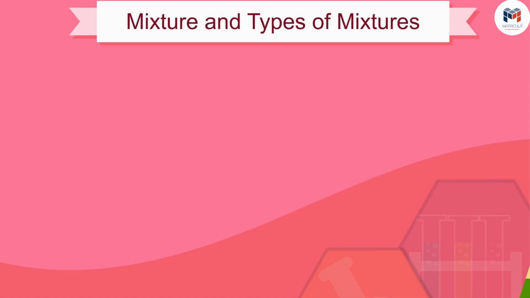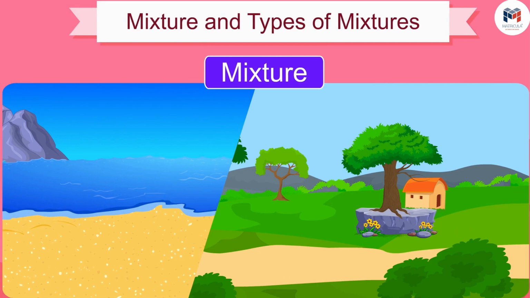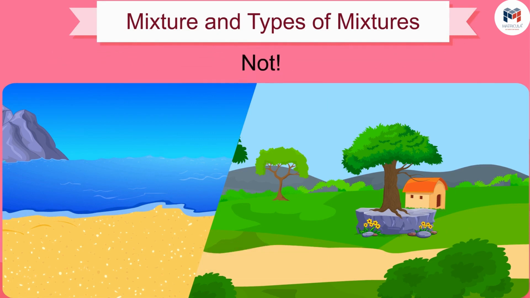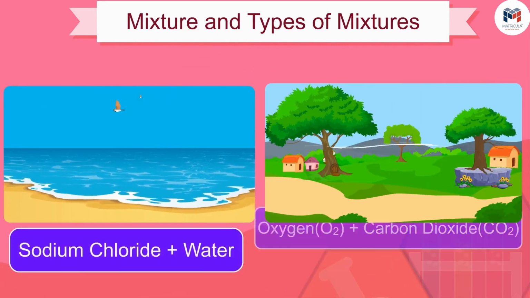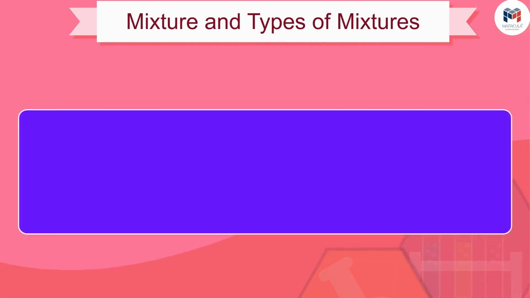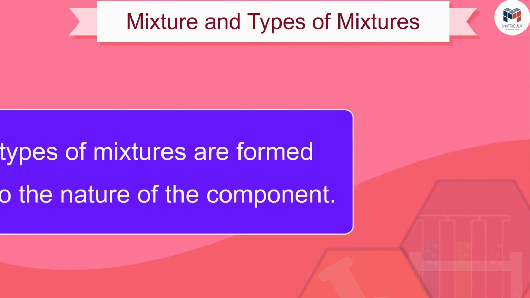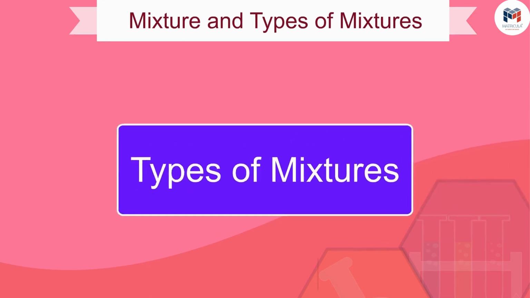Friends, seawater and air are both blends. But are their characteristic properties the same? Of course not. This is because they are made by mixing different ingredients. Different types of mixtures are formed according to the nature of the component. Let us now discuss the types of mixtures.